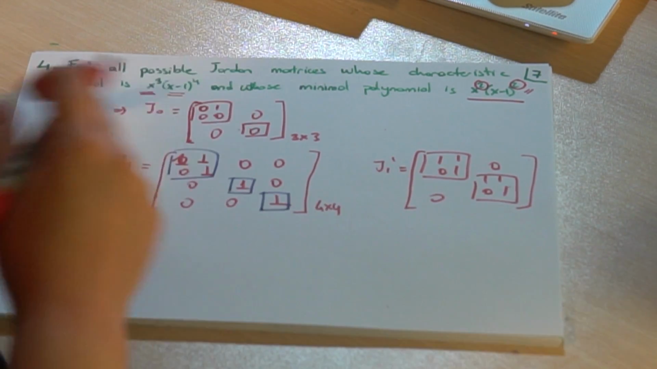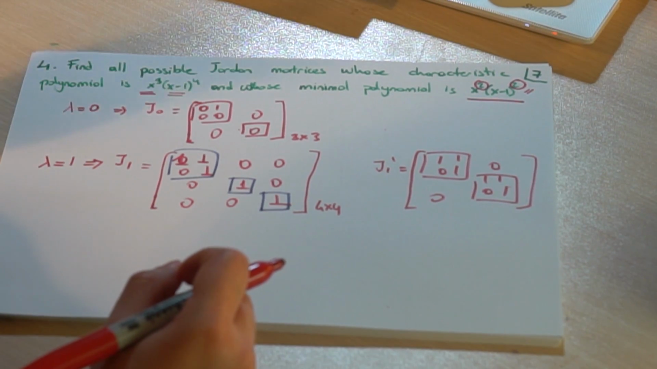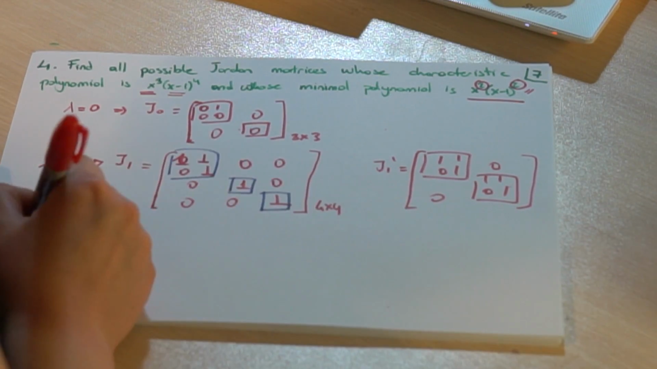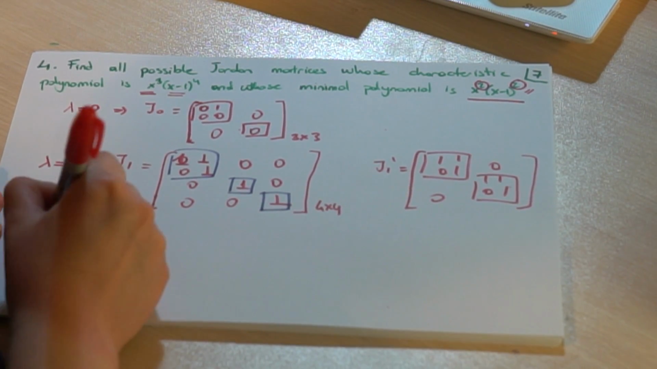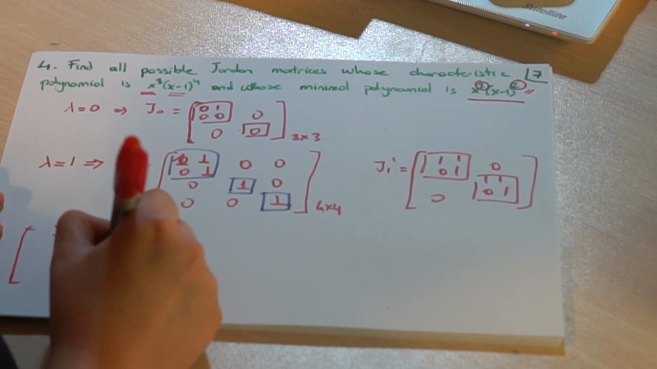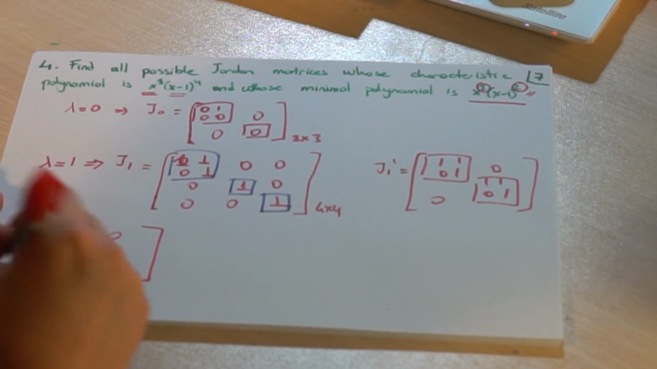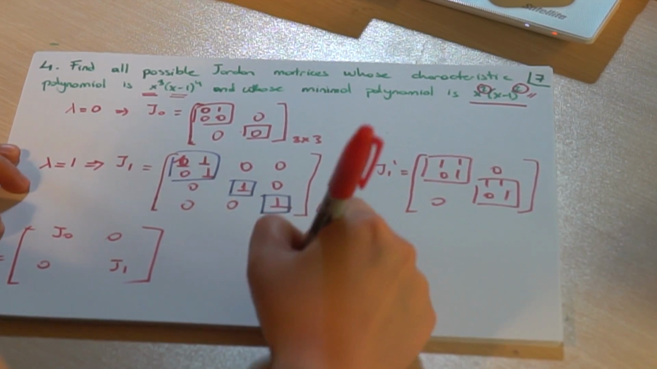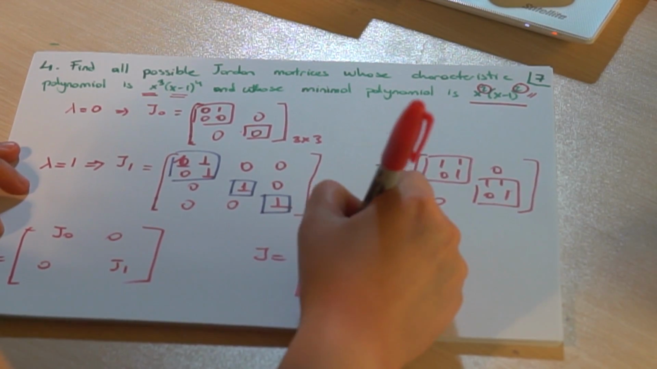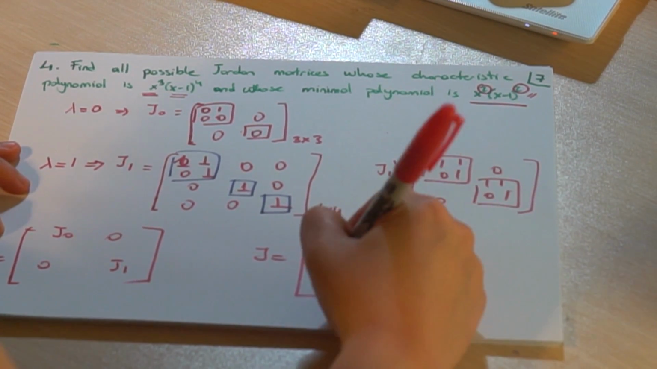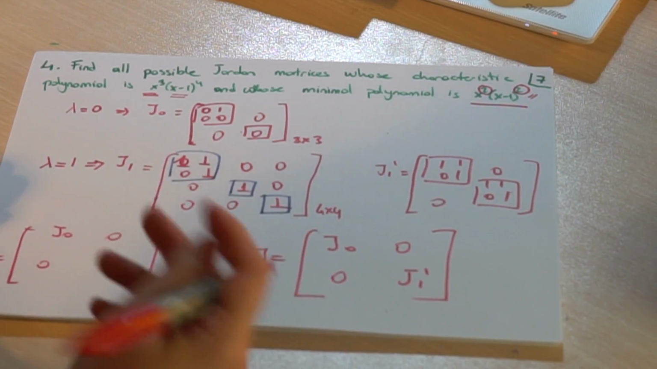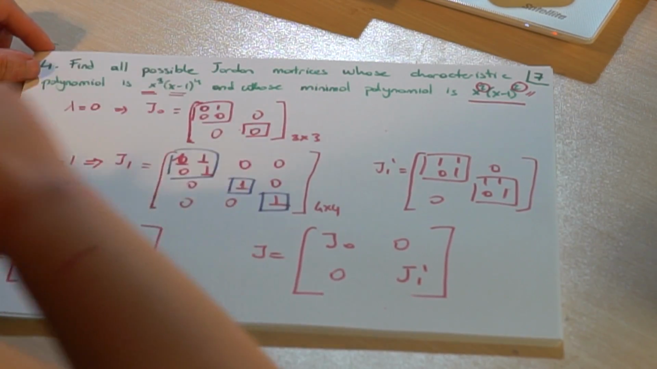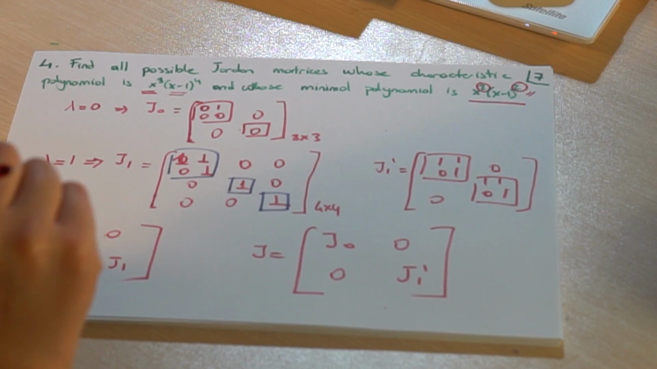So we can have two possible Jordan matrices whose characteristic polynomial is this one, and whose minimal polynomial is this one. It can be of the form J0, J1, or it can be of the form J0, J1 prime. So we have two possible Jordan matrices whose characteristic polynomial is this one and whose minimal polynomial is this one.